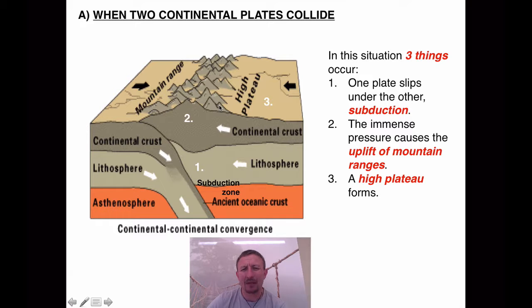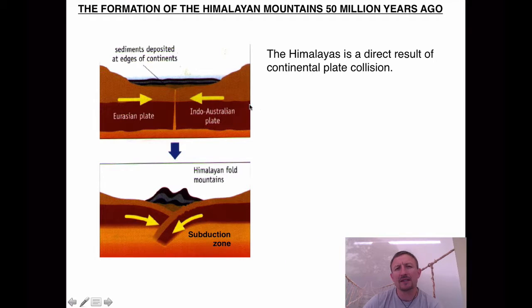So where's an example of this? Well, a good example is the formation of the Himalayan mountains. Now this happened around about 50 million years ago, and it was a direct result of the Eurasian plate crashing into the Indo-Australian plate. Now in between the two of these was the Tethys Sea. Now if you remember back to our continental drift activity, the Tethys Sea sat between India and Asia.